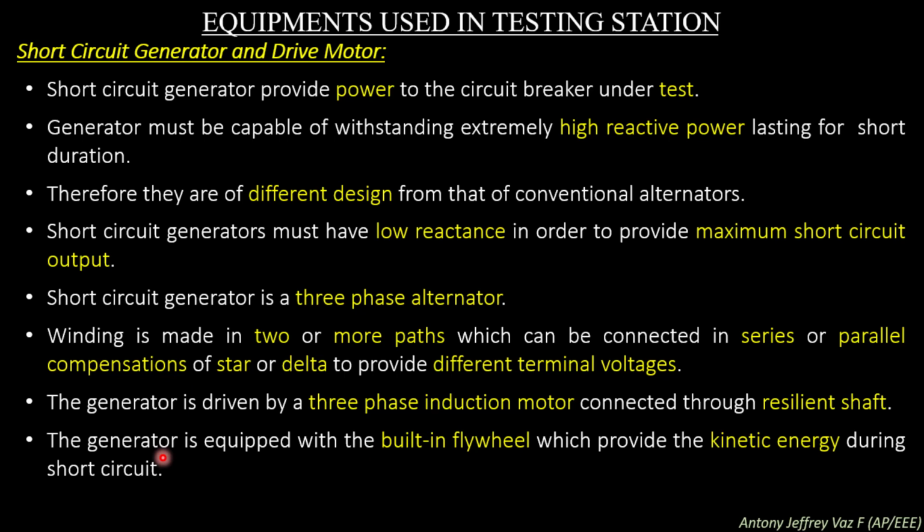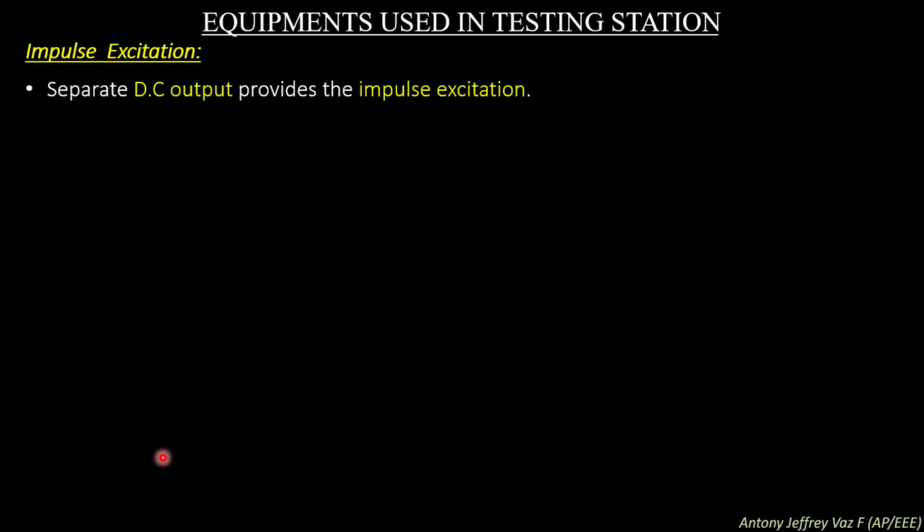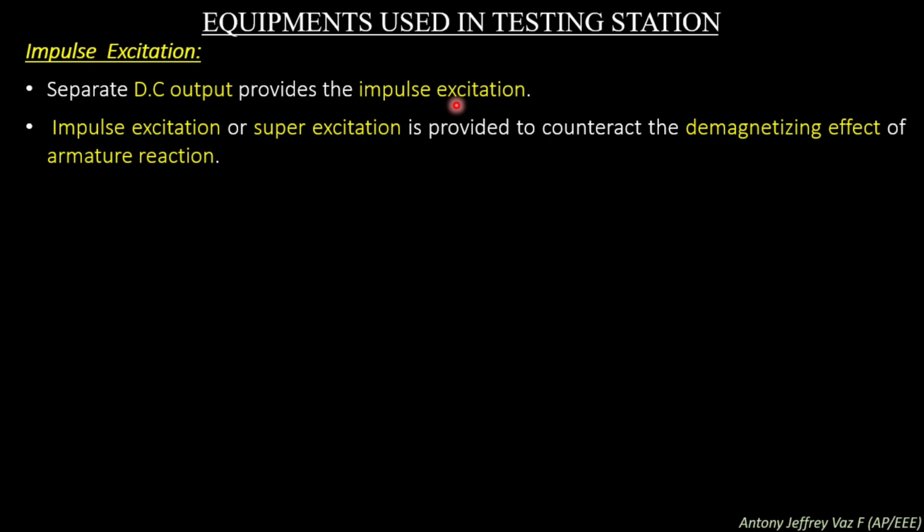So, the generator is equipped with a built-in flywheel system. The flywheel stores kinetic energy which is used to generate the short circuit current while the circuit breaker under test is short circuited. The next component is impulse excitation. A separate DC output provides the impulse excitation to the short circuit generator.